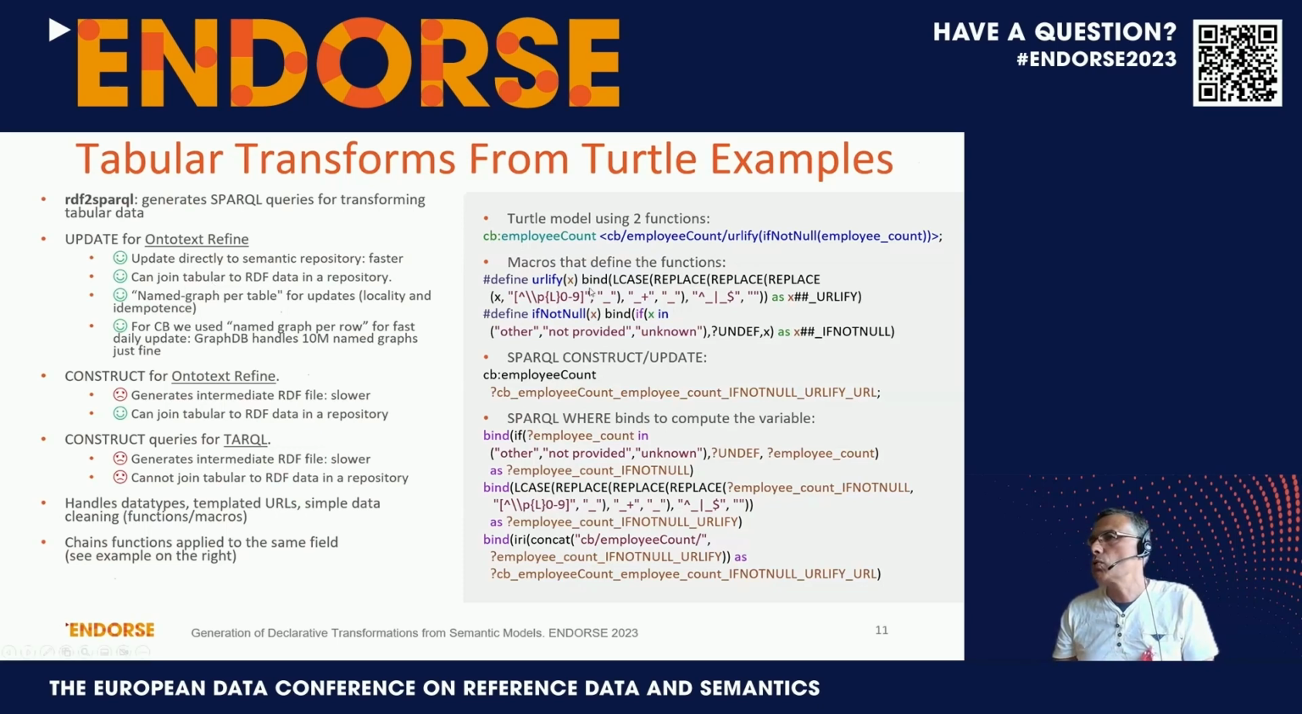And we also use macros, kind of like functions. Here we use two functions. Urlify replaces any punctuation in an English phrase with an underscore to end up with something that is usable for a URL. And ifNotNull is a custom function; you can see here it throws away non-useful values like "other", "not provided" and so on. And the scripts chain up these macros so that everything comes out right at the end.